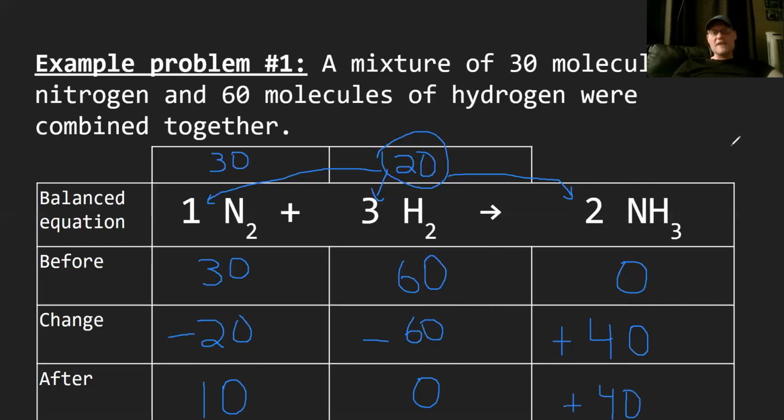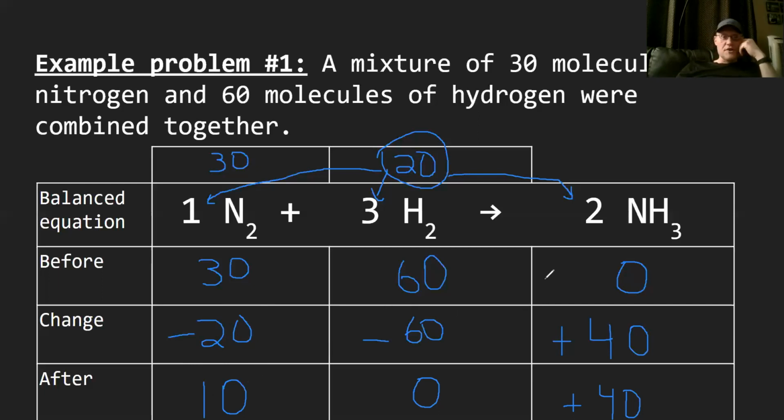So at this point, I can ask a bunch of different questions using this table, and we should be able to figure out what they all are. I'm probably even going to ask more than are on the worksheet that's in front of you. So how much nitrogen gets used? Well, 20 molecules of nitrogen get used. How many moles of nitrogen will remain after the reaction? 10 molecules of nitrogen will remain after the reaction.